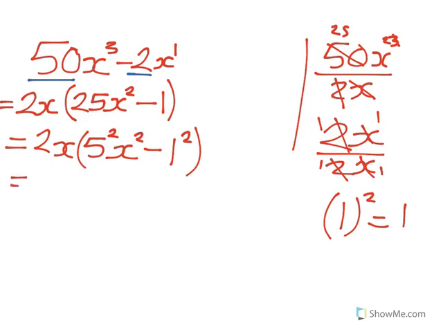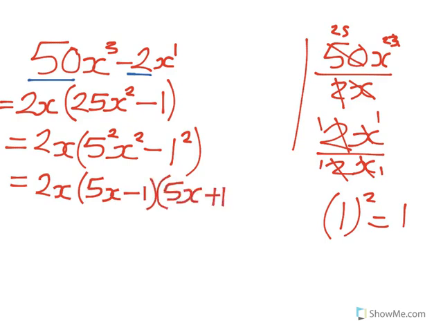Then you can continue to say 2x. Pretend you don't see the square. The square is there. You are going to write 5x minus 1, and the other one is 5x plus 1. Then this is the final solution of that particular problem.